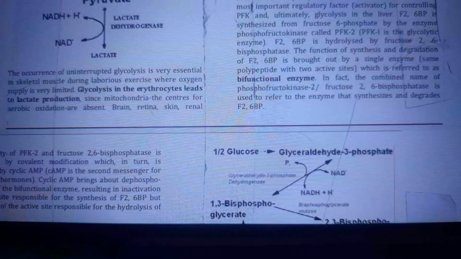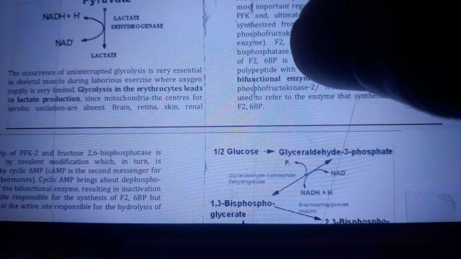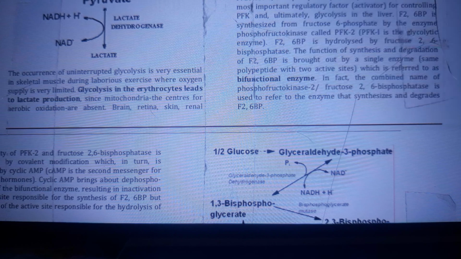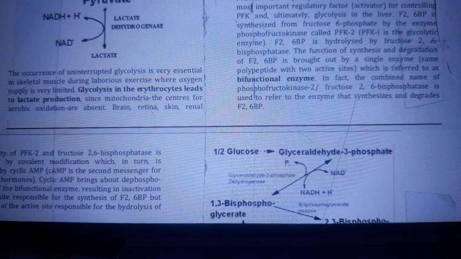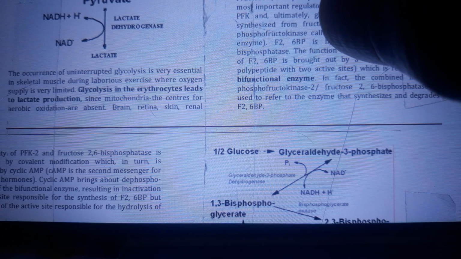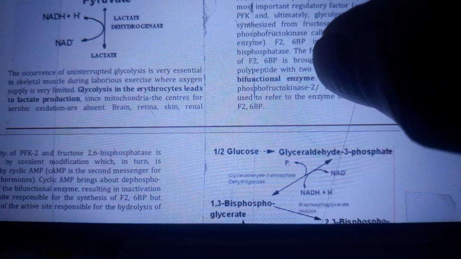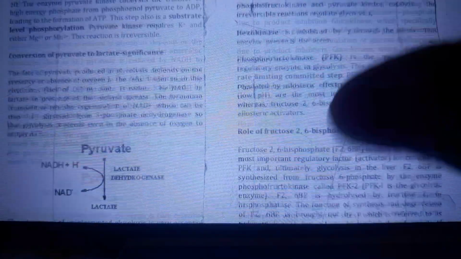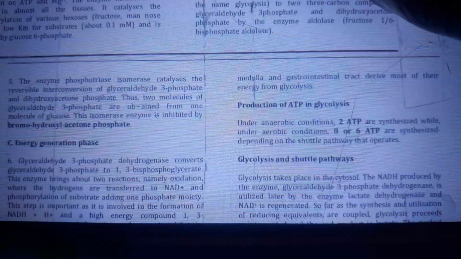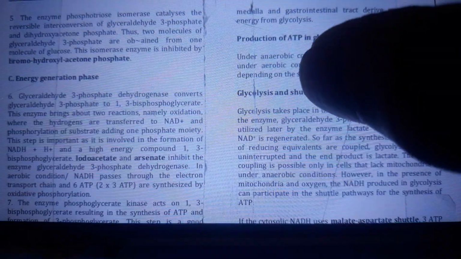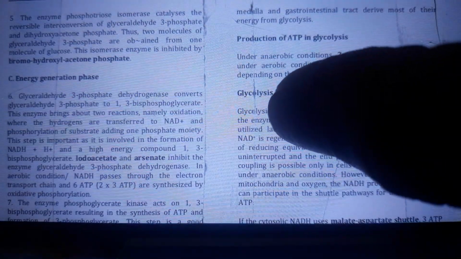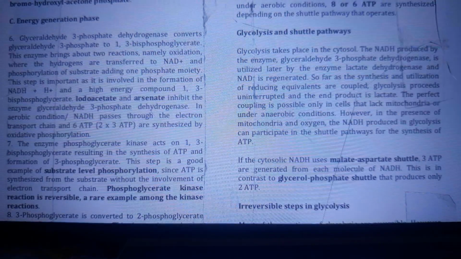The occurrence of uninterrupted glycolysis is very essential in skeletal muscle during laborious exercise, where oxygen supply is very limited. Glycolysis in the erythrocytes leads to lactate production, since mitochondria, the centers for aerobic oxidation, are absent. Brain and retina, skin, renal medulla and GIT derive most of the energy from glycolysis.